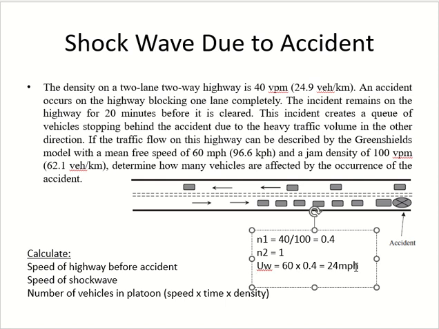So what are they asking for? Determine how many vehicles are affected by the occurrence of the accident. To find the number of vehicles, like we did before, we need length, speed, and density. Length is not given, but I know the time. The incident is taking 20 minutes, so the road will be blocked for 20 minutes.